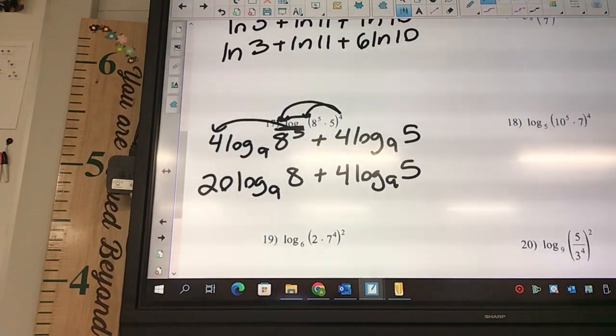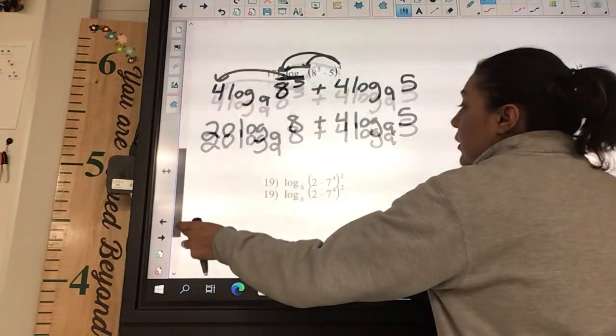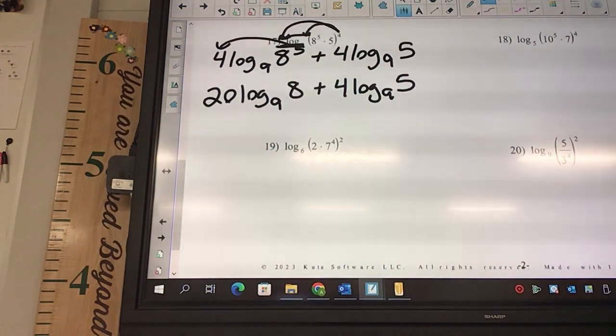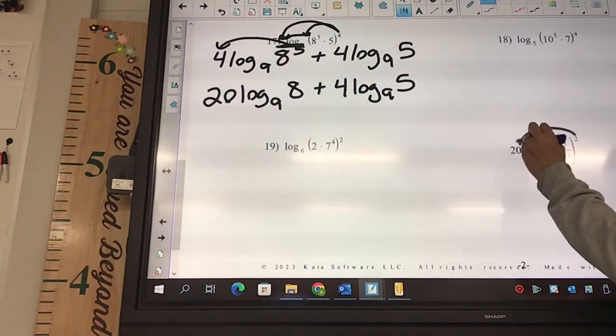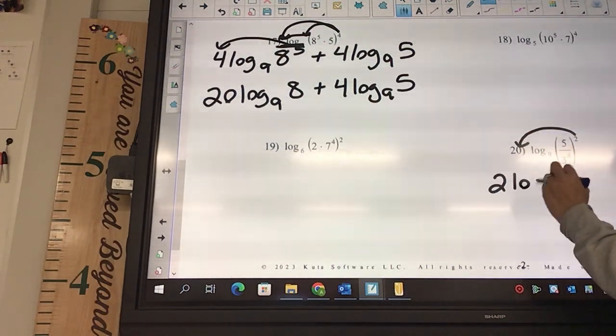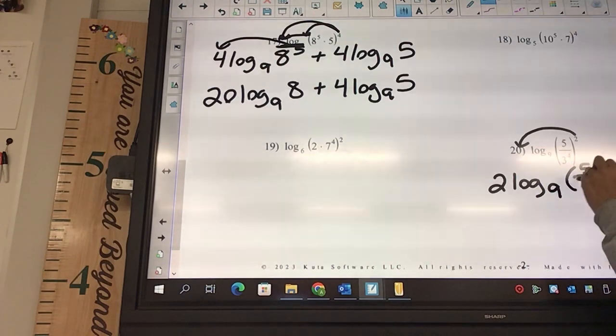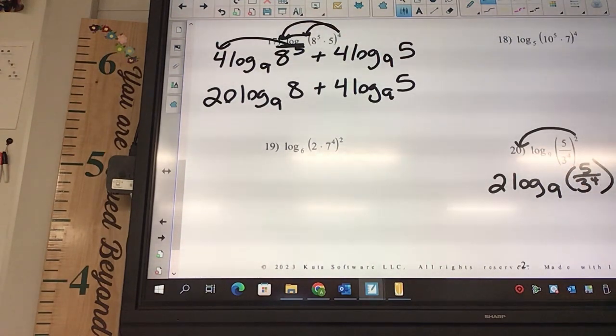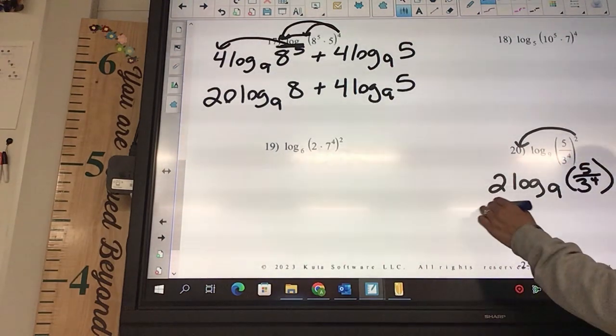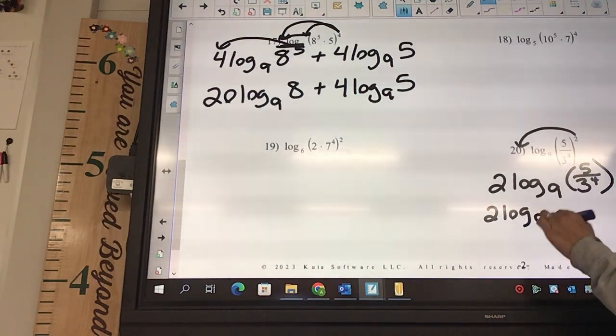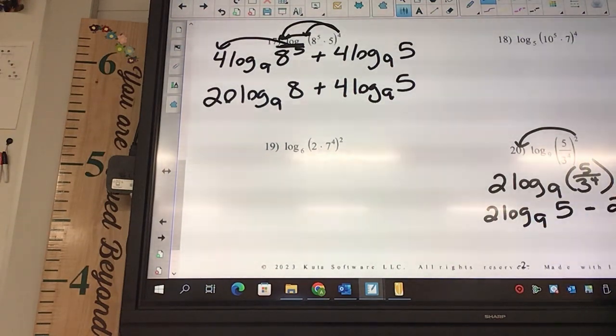Okay, I'm going to do one of the other ones. Again, what needs done first? The exponent needs to be moved up. So our first step is going to look like 2 log 9 of 5 to the 4 over 3 to the 4th. And then what? What does the bar go with? What does division go with? Subtraction. So this is going to look like 2 log 9 of 5 minus 2 log 9 of 3 to the 4th.